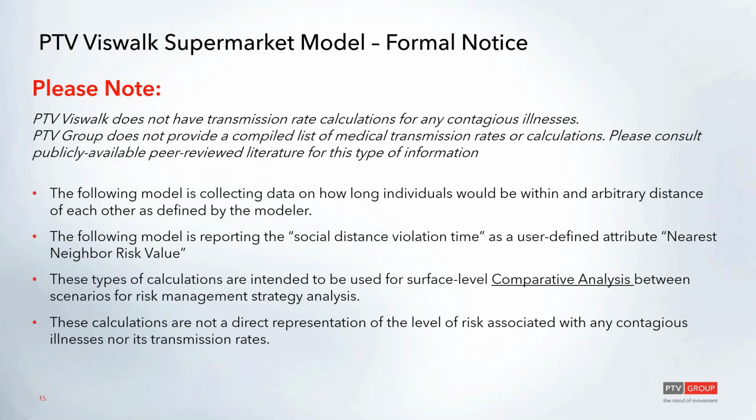The key here is that we're going to be using this as a surface-level comparative analysis to see what kind of operational strategies we can implement that will both optimize the capacity of our facility while minimizing the risk that people are taking while using our facilities, right? So we're going to be looking at something called nearest neighbor risk value, which is just talking about how much time people have spent within a certain proximity of each other. We're going to be using 1.5 meters as the minimum distance, and then 2 meters as a kind of boundary condition.